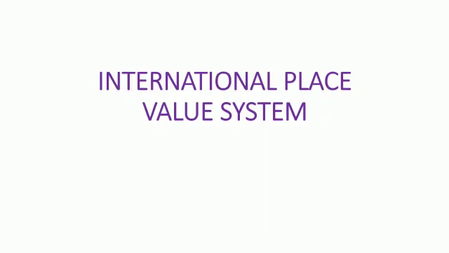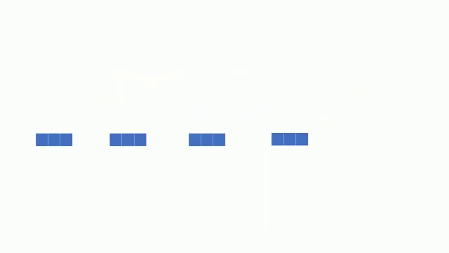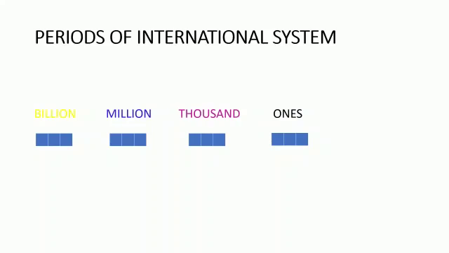Okay, now we are moving down to the next slide. That next slide shows some boxes. Each group contains three boxes. Then above the boxes, periods are given.